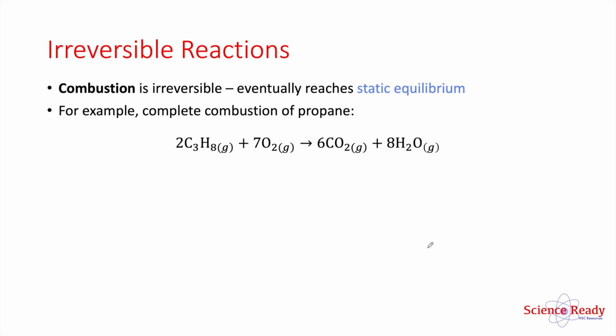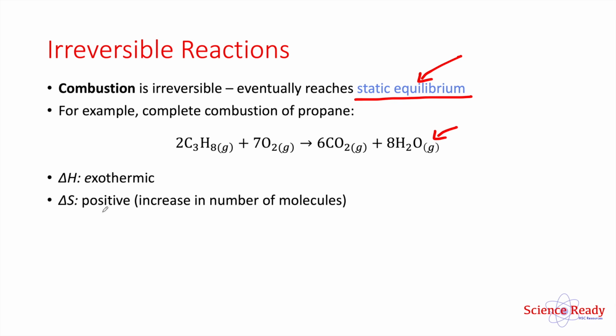Let's take a look at some examples of irreversible reactions, that is, reactions that cannot be reversed. So combustion is a very common example. Combustion reactions are always irreversible and they eventually reach what's known as a static equilibrium. We'll look at what this term means in a second. Let's use a specific example of combustion. So the complete combustion of propane in the presence of lots of oxygen produces CO2, carbon dioxide, and water as water vapor, as you can see.